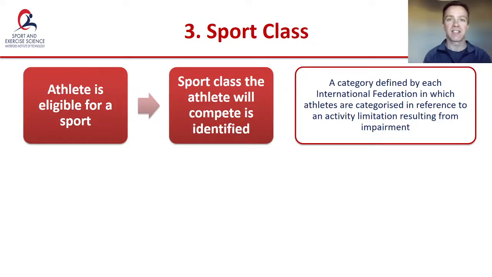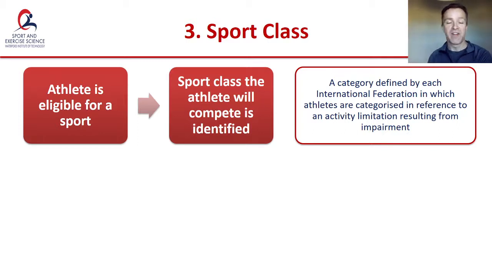Okay, so once an athlete has had their minimal impairment criteria established, they are then allocated into a sport class. So after they've got the other two, the athlete is determined to be eligible for the sport. The sport class the athlete is going to be competing in will be identified, and then they'll be allocated a category defined by the International Federation which oversees that sport.